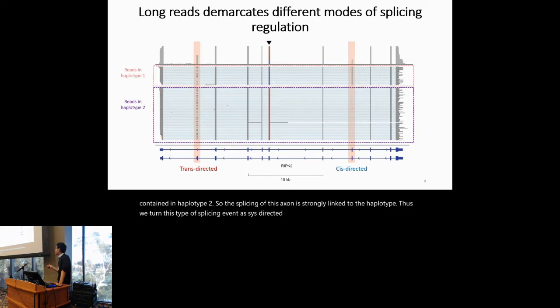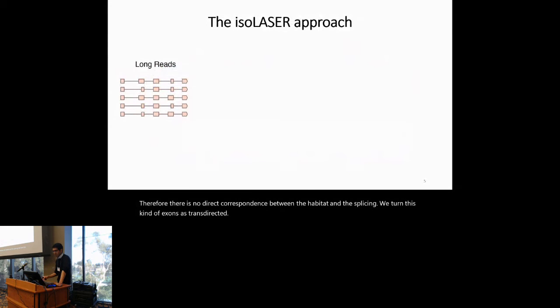On the other hand, we have a second alternatively spliced exon where the inclusion and exclusion reads are balanced between the two haplotypes. Therefore, there is no direct correspondence between the haplotype and the splicing. We term this kind of exon trans-directed. We developed a method to more systematically identify these types of events.